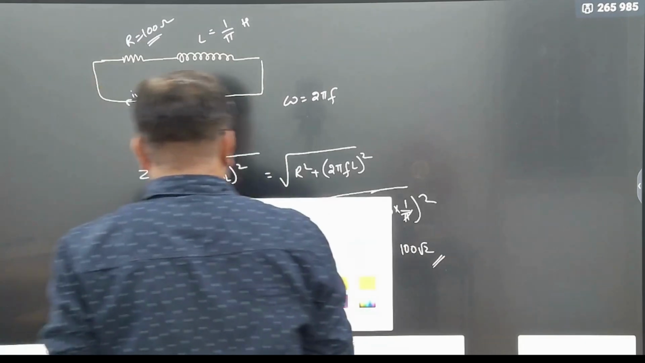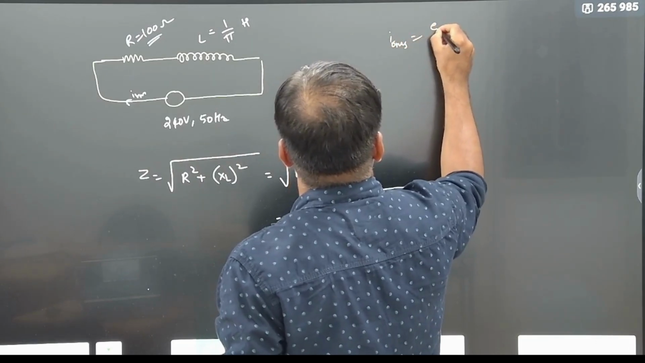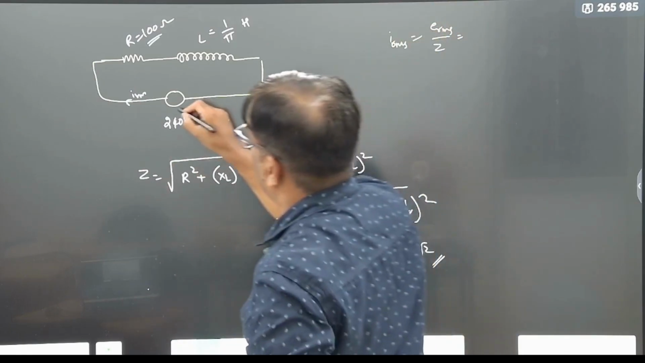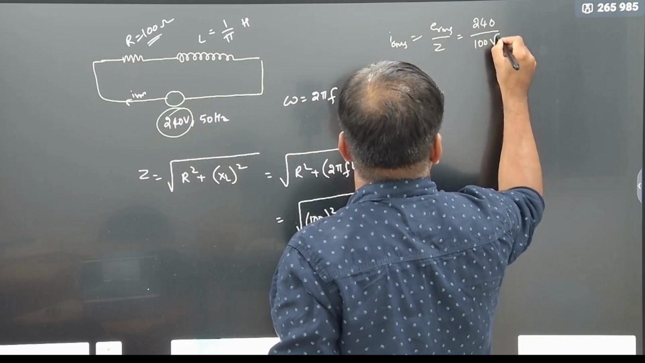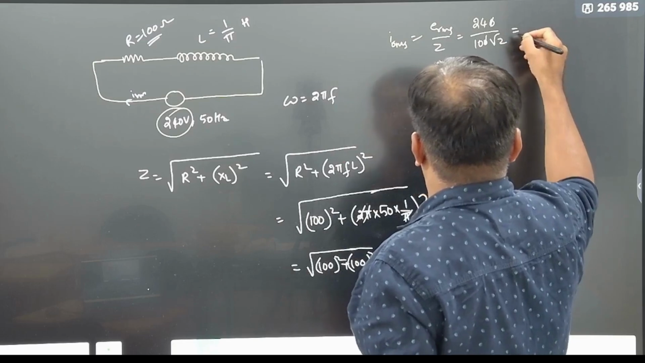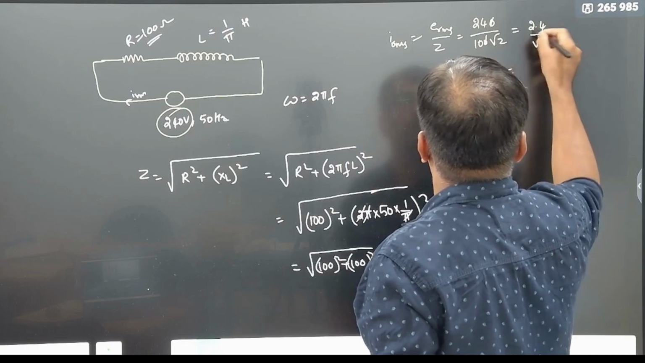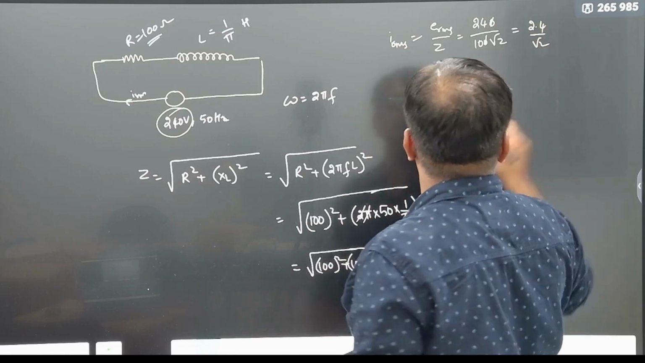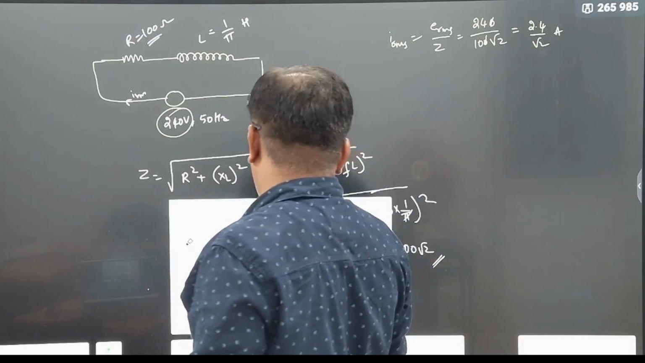Now what will be the IRMS? IRMS is nothing but ERMS by impedance. What is your ERMS now? This is your ERMS value. Therefore 240 divided by 100 into root 2, these two get cancelled out, no? Therefore here 2.4 divided by root 2 A. So you can simplify, just mathematical simplification, no? So this is your IRMS. Clear? Here anything can be calculated, no?